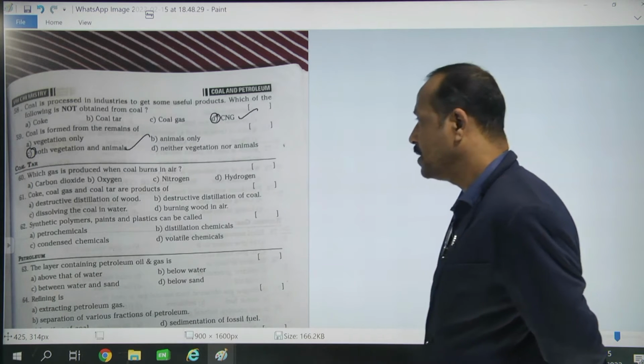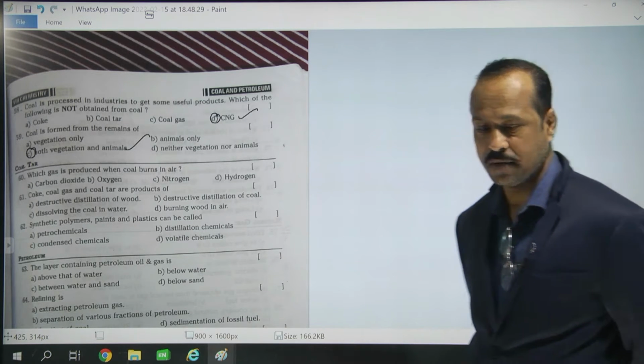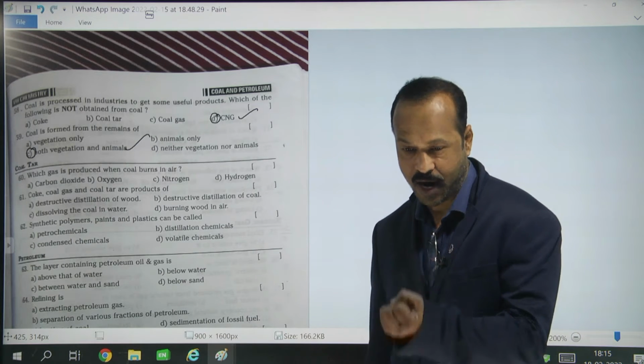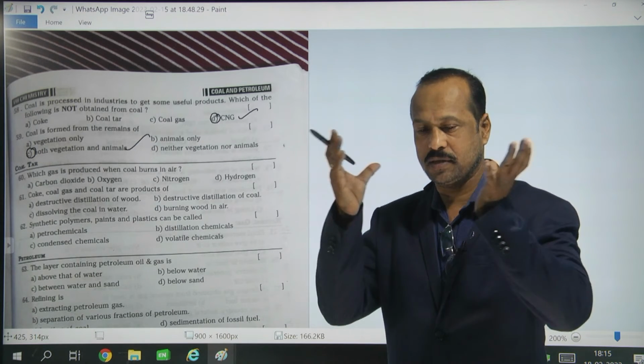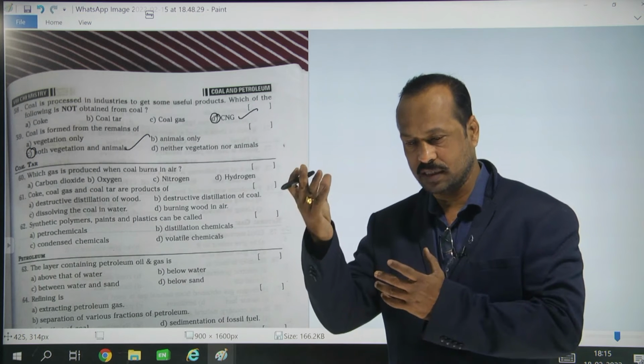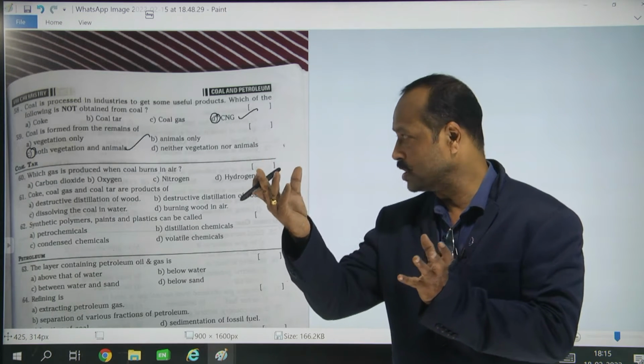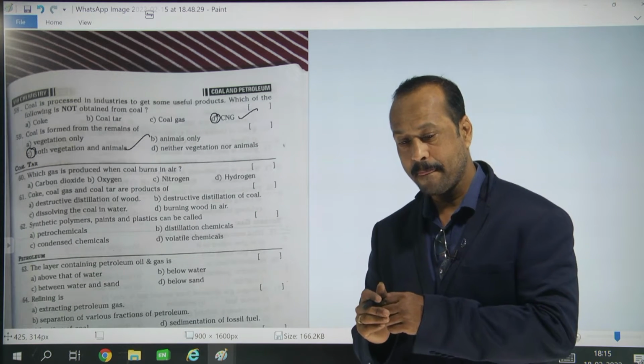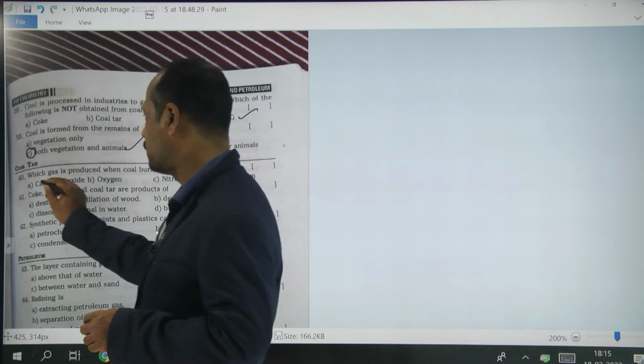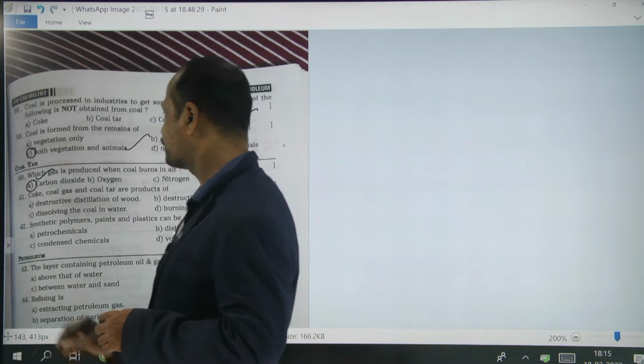When coal is burnt, coal mainly consists of what? Carbon. So burning means in the presence of what? In the presence of oxygen. So carbon reacts with oxygen. Which gas is formed there? Carbon dioxide. Very good. You have to think in that way.